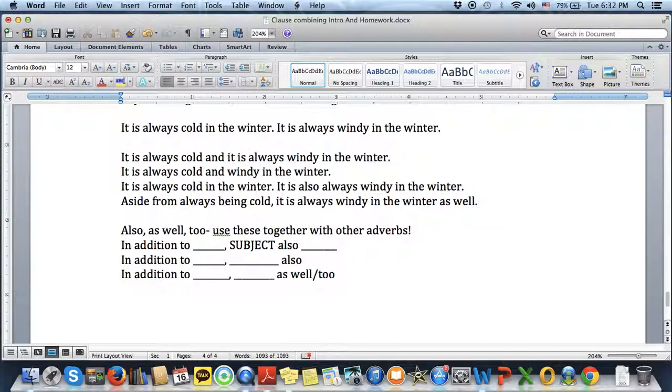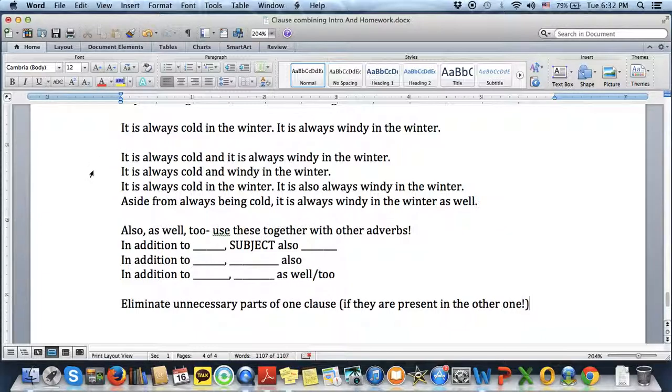So we've seen that. We talked briefly about the fact that we want to eliminate unnecessary parts of one clause if they are present in the other one. So we saw examples of that, like here. "It is always cold and windy in the winter." I don't have to say "it is always cold and it is always windy in the winter." If I've got "it is always" and "it is always," I can take away one of them. And that makes it easier. I don't need to repeat them.